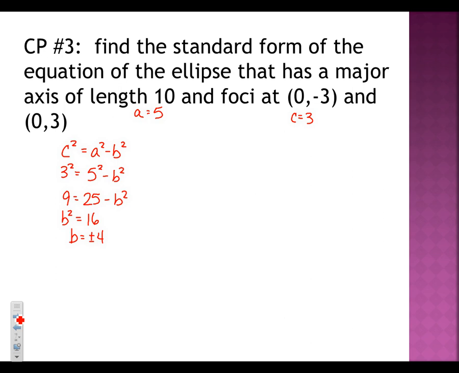Now looking at (0, -3), because of the order of my foci, I know that my major axis was vertical. If it was horizontal, it would have gone like this instead. If we quick sketch it, (0, -3) and (0, 3) are here. We know that the foci and the vertex are always on the major axis. So if this one's the major one, our ellipse is going to have to sit like this.